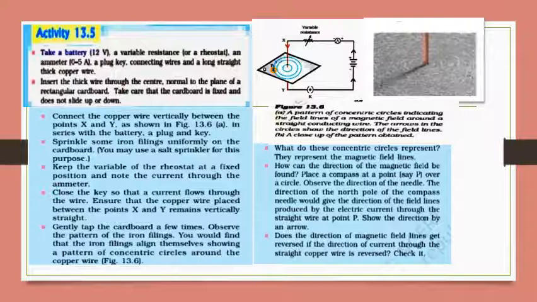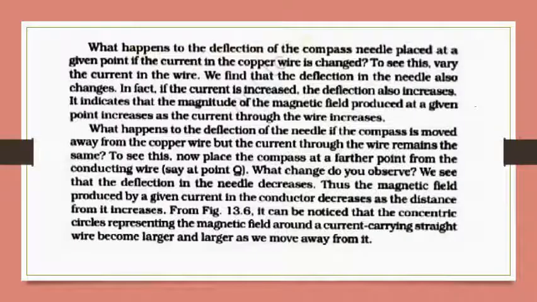Does the direction of magnetic field lines get reversed if the direction of the current through the straight copper wire is reversed? Check it. What happens to the deflection of a compass needle placed at a given point if the current in the copper wire is changed? To see this, vary the current in the wire. We find that the deflection in the needle also changes. In fact, if the current is increased, the deflection also increases. It indicates that the magnitude of the magnetic field produced at a given point increases as the current through the wire increases.